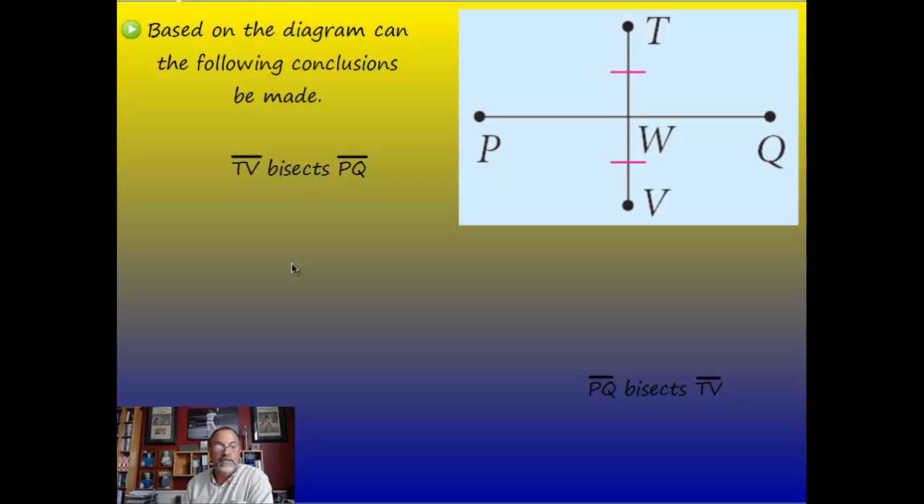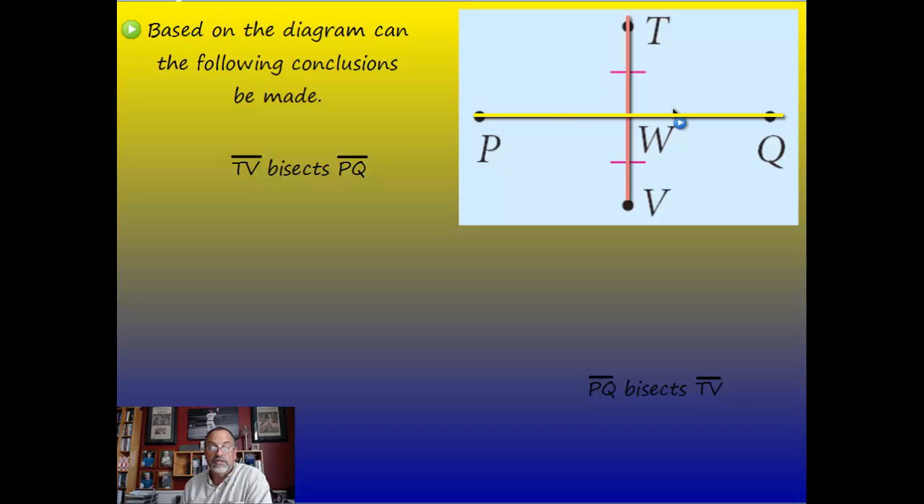Okay, let's do another example. Does TV bisect PQ? So what does bisect mean? Cut in half. So does TV cut in half PQ? Does this cut this line in half? Now the tendency is to want to say, well, yeah, these two things look equal, but how do you know that? There's no notation that tells me they're equal. There's no tick marks that tell me they're equal.